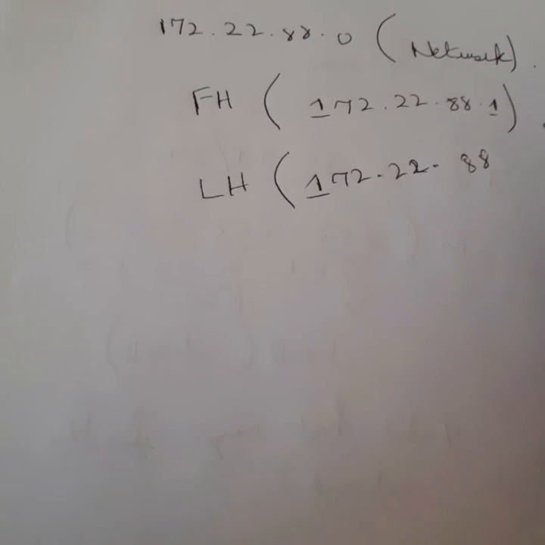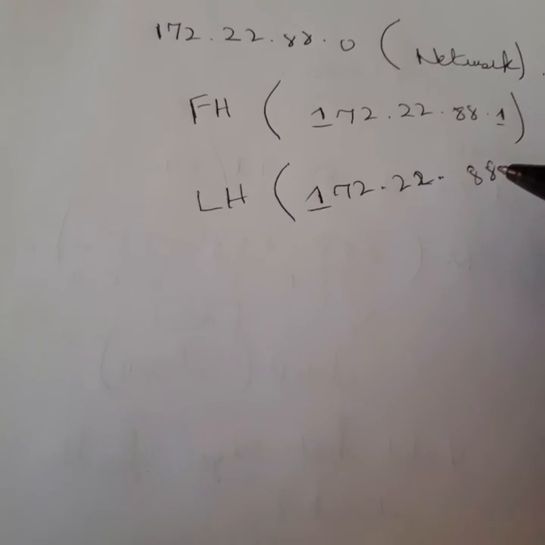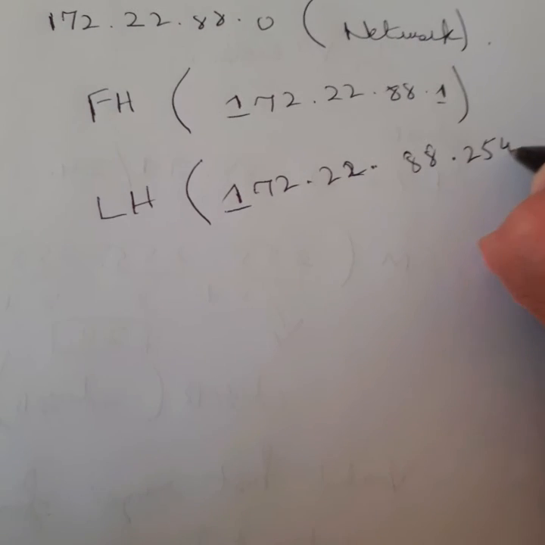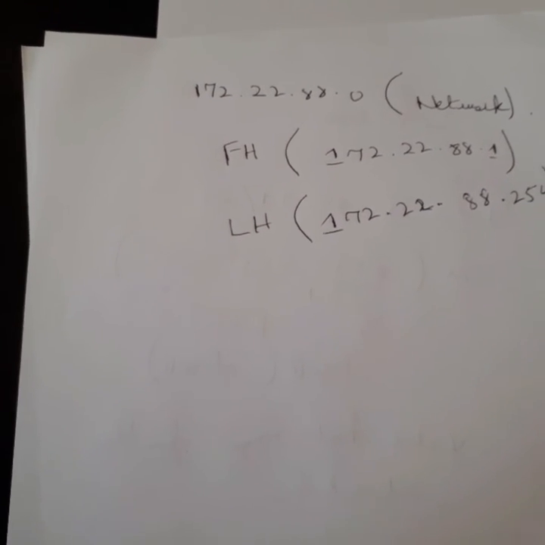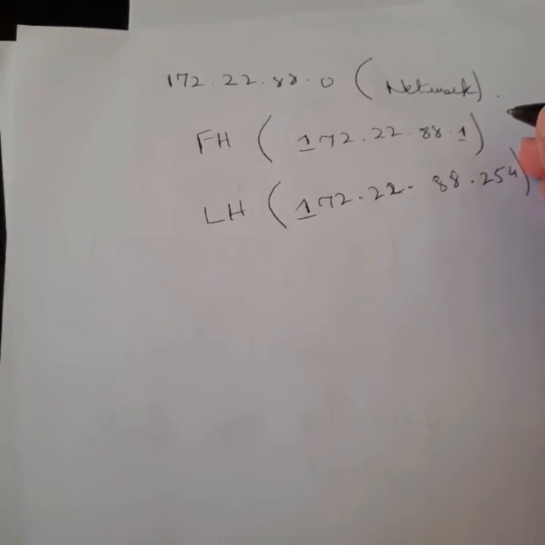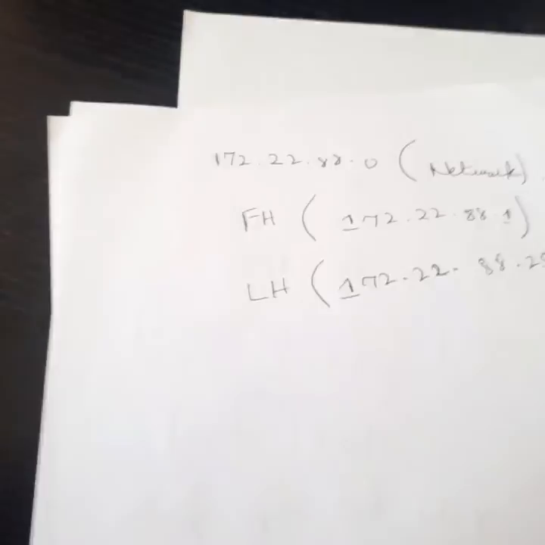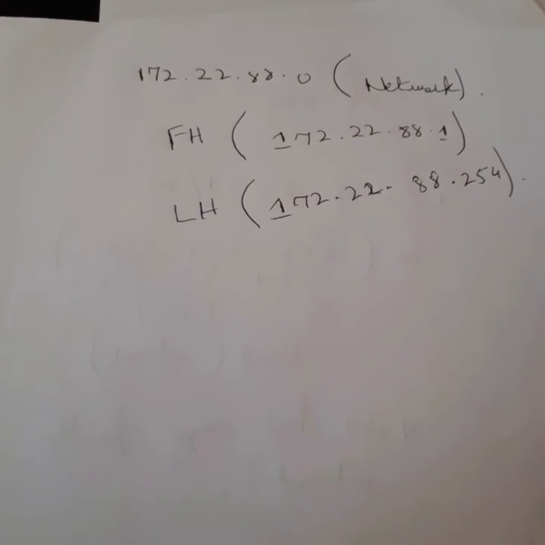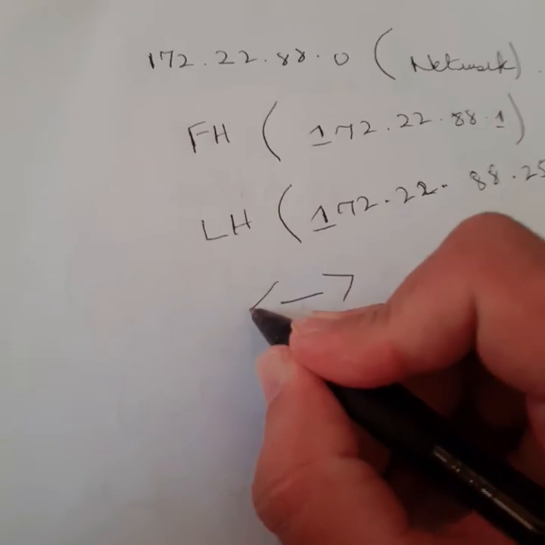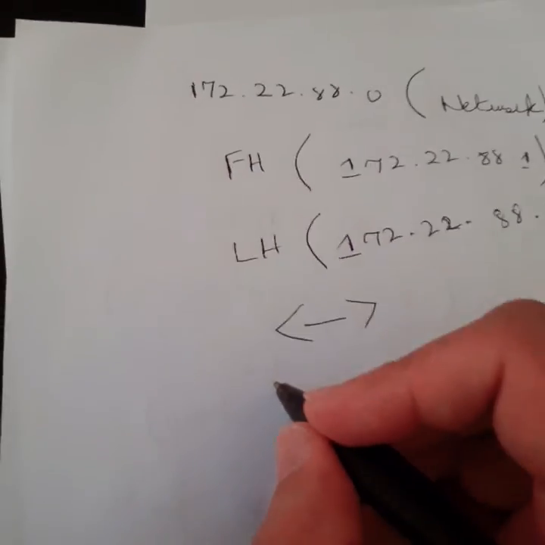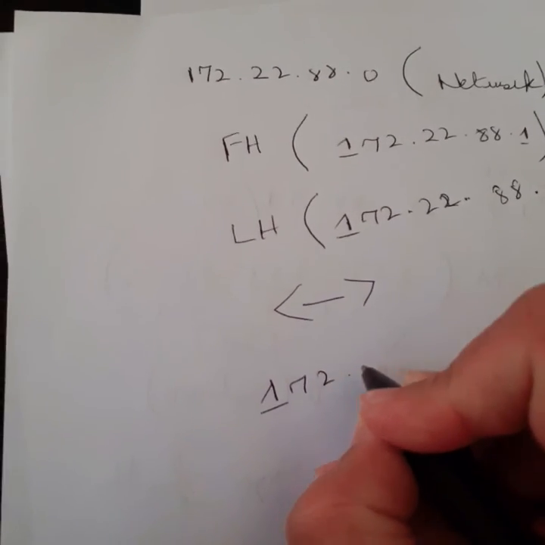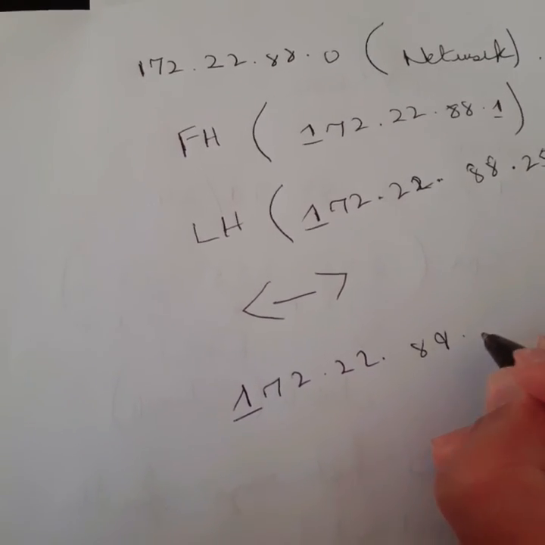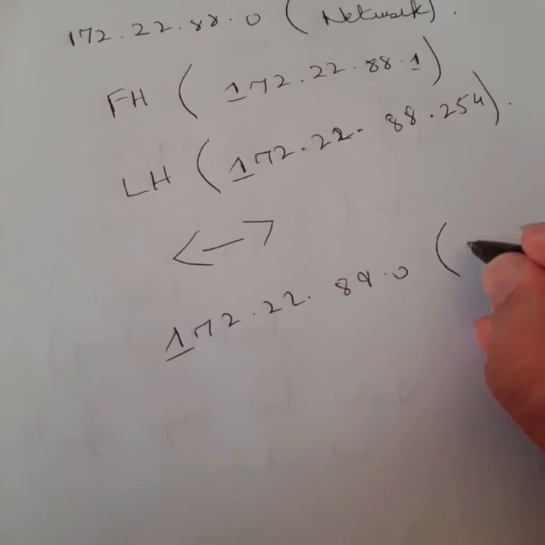Right, so 172.22.88.254. So that's the last host. Anyone can tell me what is going to be the next subnet or the network? Anyone? No one? Okay, let's see. That's not part of the plan, but it's all right. Just to let you know how the ranges will work. That's our subnet or the range 88.0, and obviously the next one is going to be 172.22.89.0. So that's going to be our next network.